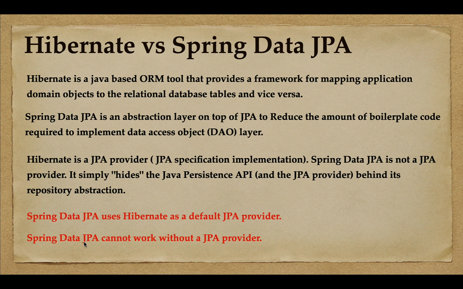And Spring Data JPA cannot work without a JPA provider. We have to provide one of the JPA providers in order to work with Spring Data JPA. You can use Hibernate, or you can use EclipseLink, you can use MyBatis, you can use TopLink. You have to use one of the JPA providers in order to work with Spring Data JPA.